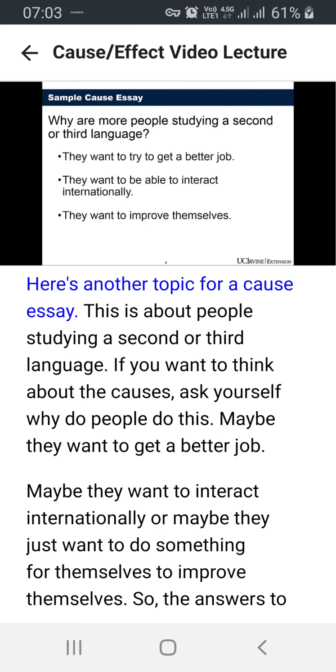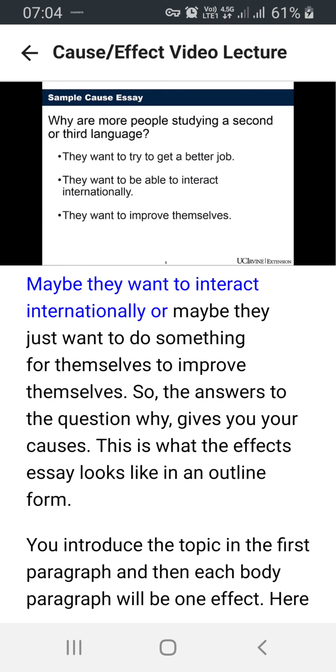Here's another topic for a cause essay. This is about people studying a second or third language. If you want to think about the causes, ask yourself, why do people do this? Maybe they want to get a better job. Maybe they want to interact internationally. Maybe they just want to do something for themselves, to improve themselves. So the answers to the question why gives you your causes.